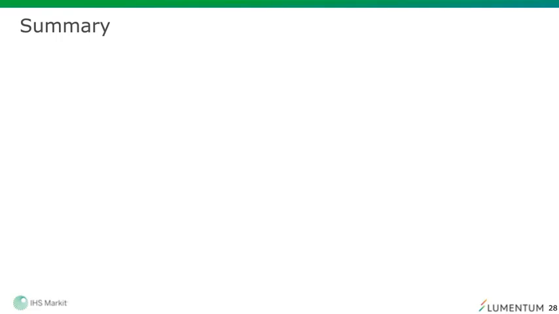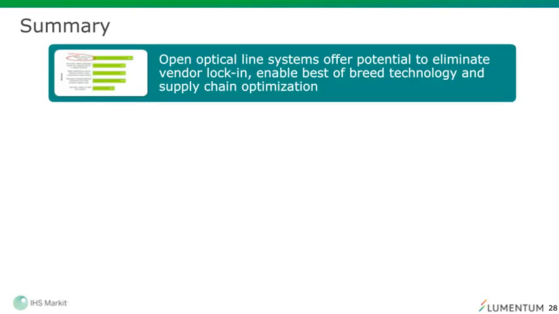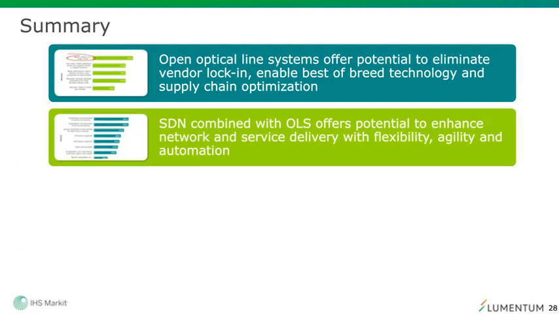So our hope for key takeaways for the audience. First off, we heard a little bit about the potential for open optical line systems to eliminate vendor lock-in, enable best-of-breed, supply chain optimization in terms of some of the key drivers from our research. We also saw SDN combined with OLS driving some potential to enhance network service delivery and bring more flexibility, agility, automation to the network. So that was some of the initial research.